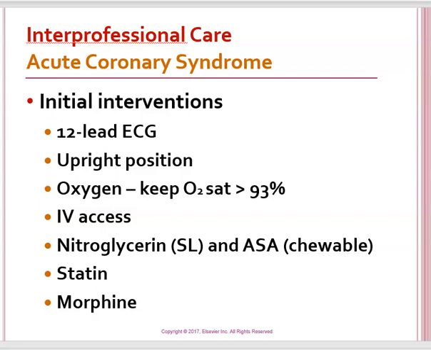Nitroglycerin, sublingual, and aspirin, they will chew it. They don't like it. Yes, they will get statins. If they tell you that they've tried statins in their life and they can't take them because they get severe muscle pain, you let your doctor know and they'll give you something else. Morphine, yes, it's for the pain, but it also dilates the coronary artery and helps with the myocardial oxygen demand.